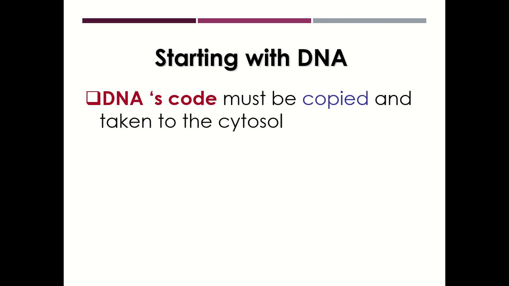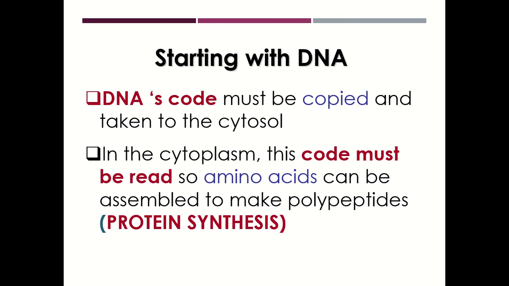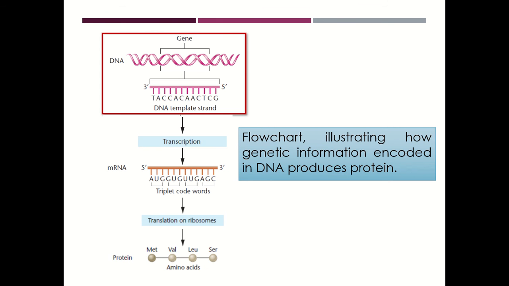So, starting with the DNA, the code must be copied and taken to the cytosol. So, in the cytoplasm, this code must be read so amino acids can be assembled to make a polypeptide. So, that is the flow chart. As you can see on that flow chart, this is the gene or the DNA. So, this is the DNA template strand. We have the replication here.